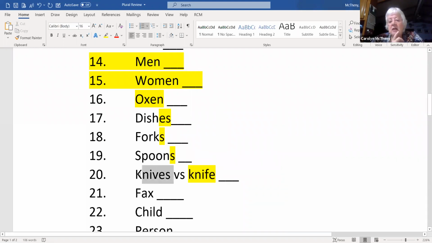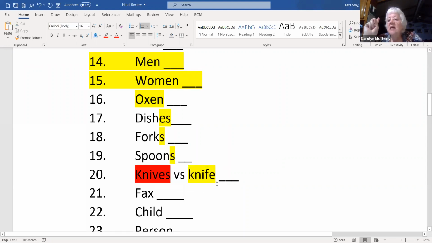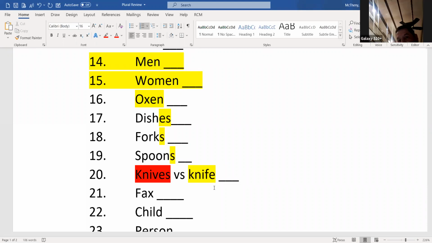Knives. Okay, one knife, two knives. Can you say knives with me? Yeah, what is it? Knives. Knife. I want to be sure you understand how to do that. Knives. One knife, two knives. One knife. Okay, let's look at 21.